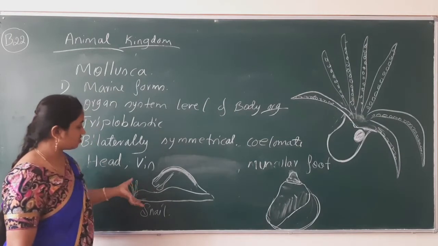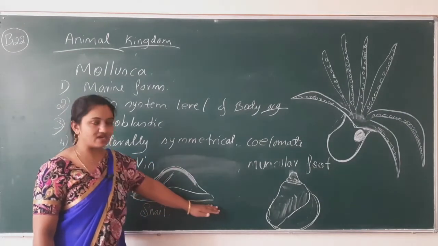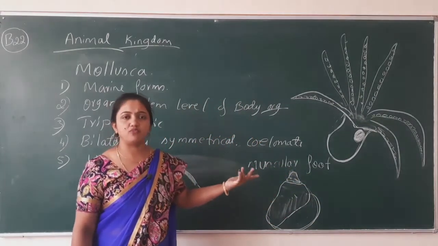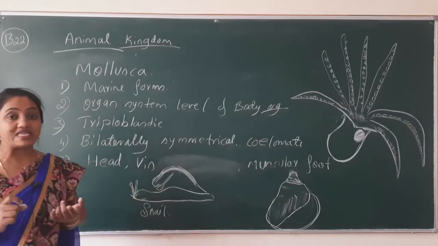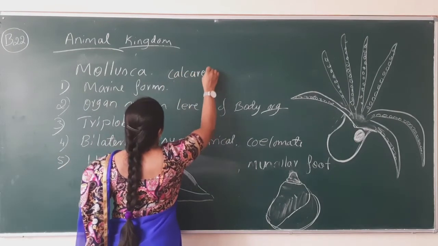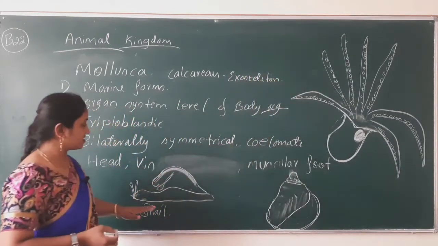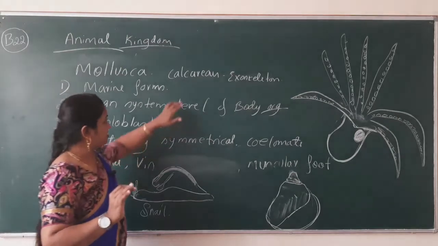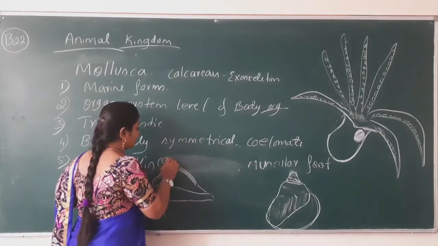As I told you, the body can be divided into three parts: head, visceral hump and muscular foot. If you see the outer structure of this snail, you cannot find any of the body, so the body will be inside. The body is covered by a calcareous exoskeleton, which means the outer body is covered by a shell made of calcium, or calcareous. So just write it, visceral hump.